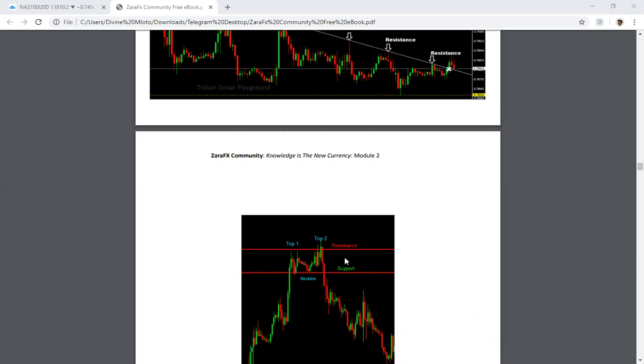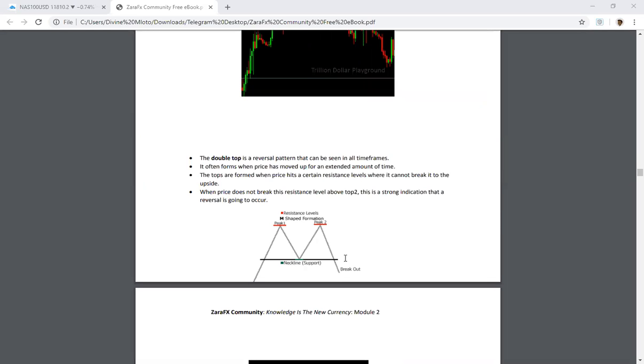Usually these happen at resistance after the price has been going up for some time, like major resistance. You can usually spot these on lower time frames. They work best on like 30 minutes, 15 minutes for those precise entries. Also, you have to take into consideration candlestick formations, but I'll show you those just now. So a double top is a versatile pattern that can be seen in all time frames. It often forms when price has moved up for an extended amount of time.